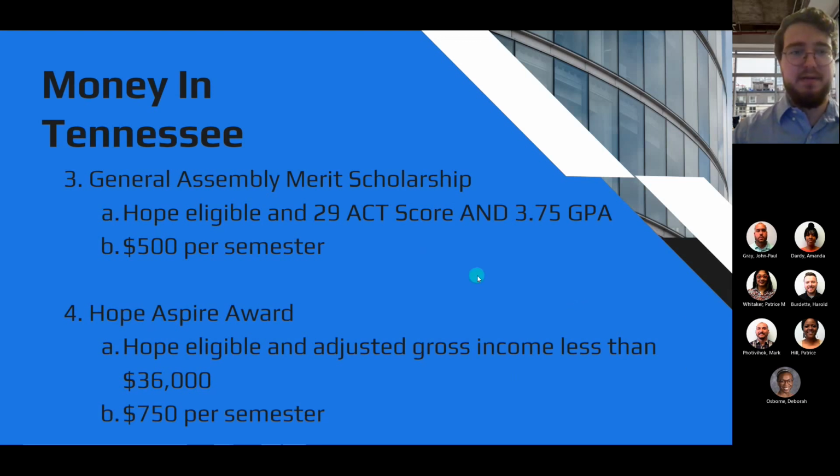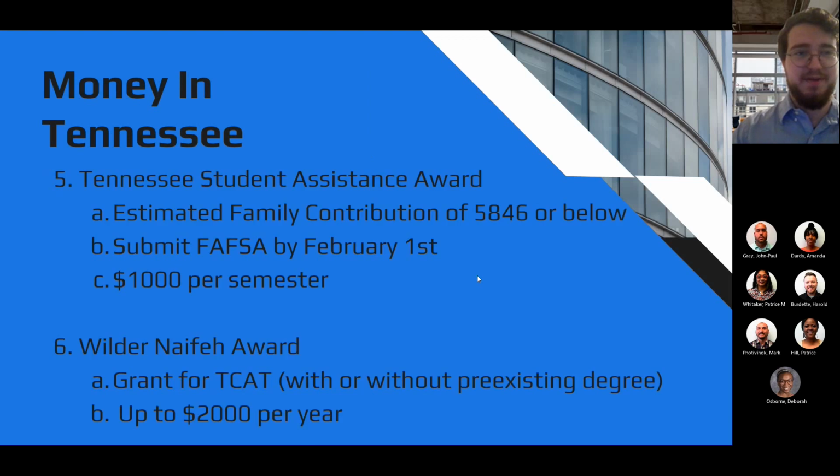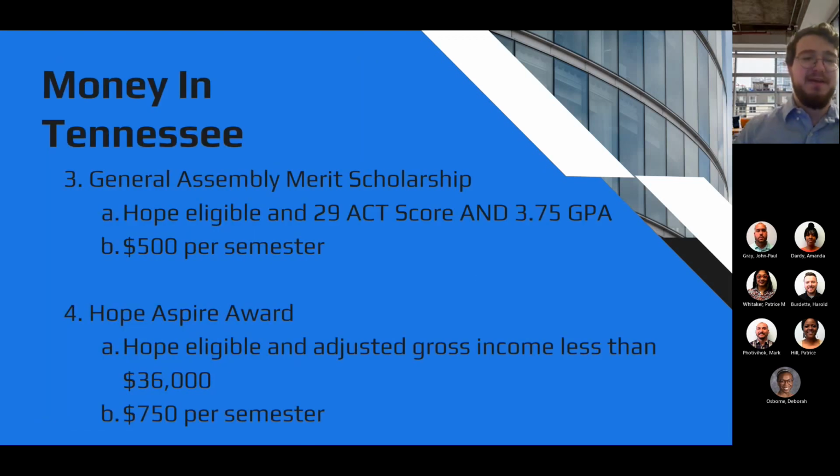All right, and then next we have, all right, going to go back real quick. Beyond the Hope, we also have the General Assembly Merit Scholarship. This is for students that meet those Hope requirements and have at least a 29 on the ACT and a 3.75 GPA. You're going to be able to receive an additional $500 per semester. Not all of these scholarships and grants stack, but many of them do, especially in the case of these merit scholarships.